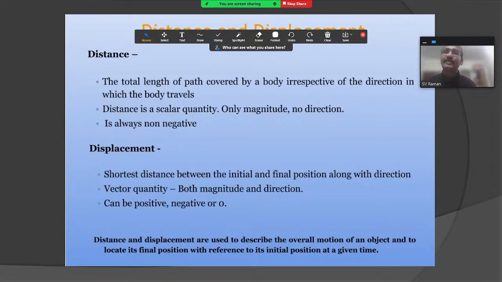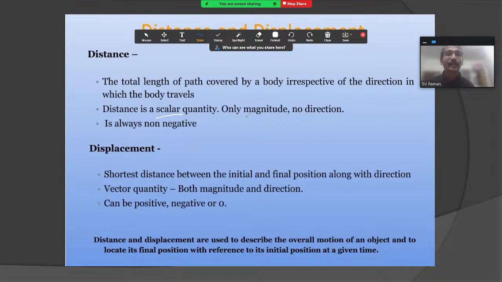We can see the difference between distance and displacement. What is distance? The actual path traveled by an object. From my house to my office, let's say that is 5 kilometers. I am traveling in different directions to reach my place. So it is the actual path traveled by an object, but my direction keeps on changing. So there is no proper direction. However the road turns, I am turning. That is the reason distance is a scalar quantity.